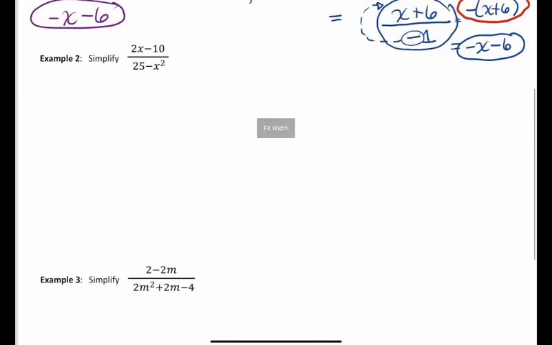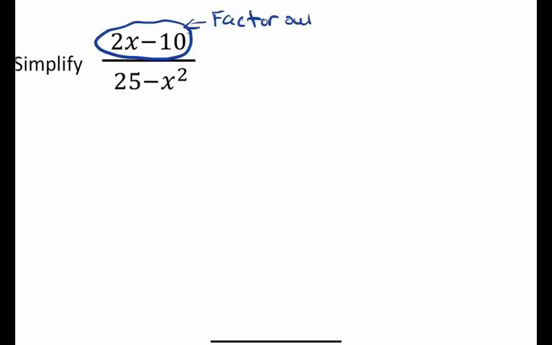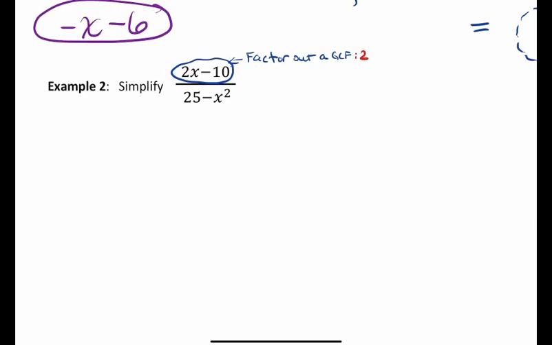Okay, so now that we've got example 1 out of the way, now you know what to kind of expect with these examples. So let's look at example 2. And there's a little bit to factor in both the numerator and denominator. So let's go ahead and factor the top. Now, what do you notice that we could do in the top? We can factor out a GCF. And what is that GCF going to be? That's going to be 2, right? You can factor out a 2. So let's go ahead and do that.